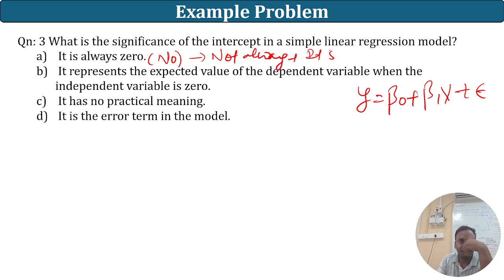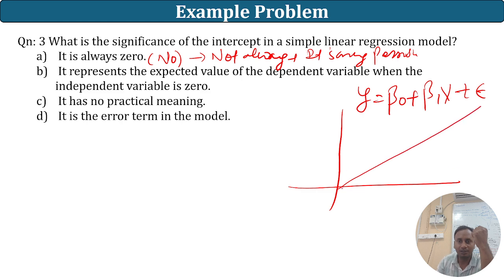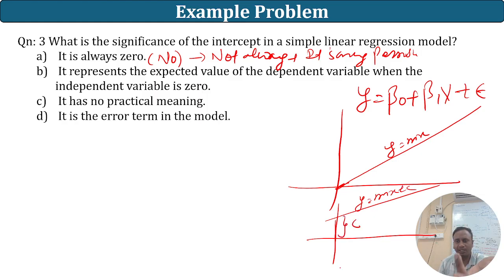It is only possible when the line passes through the origin. Then this will become y is equal to mx. If the line doesn't pass from here, it is going to be y is equal to mx plus c. So this part will show c. It can be anything based upon the data. So it is not always zero.